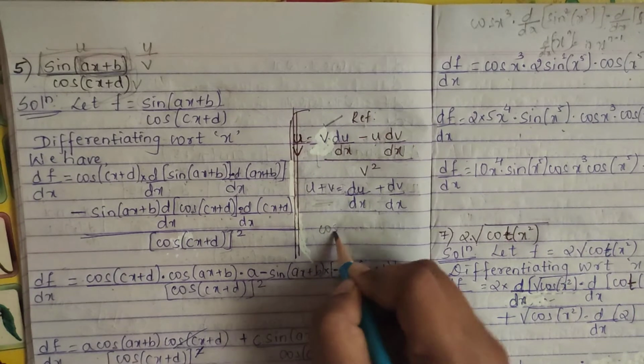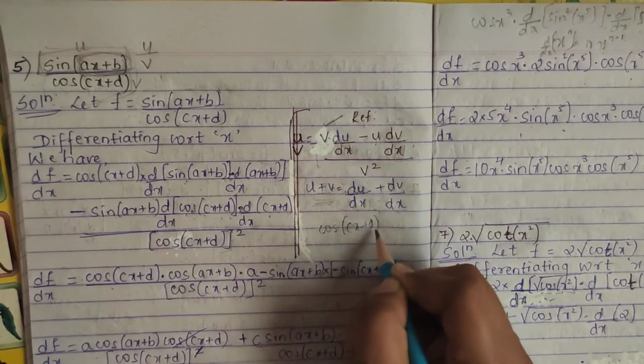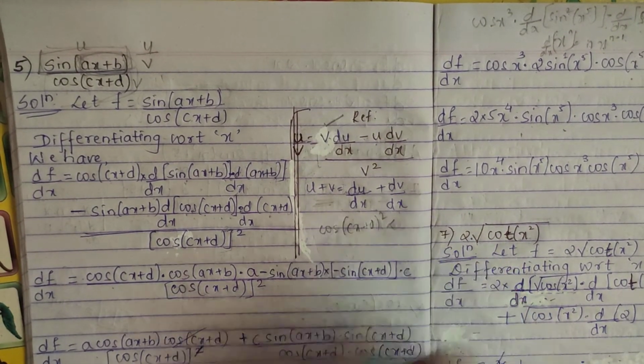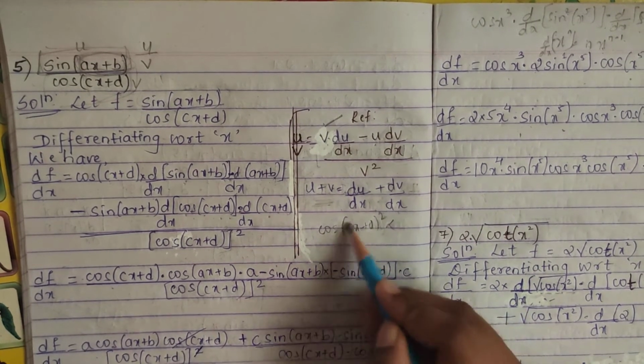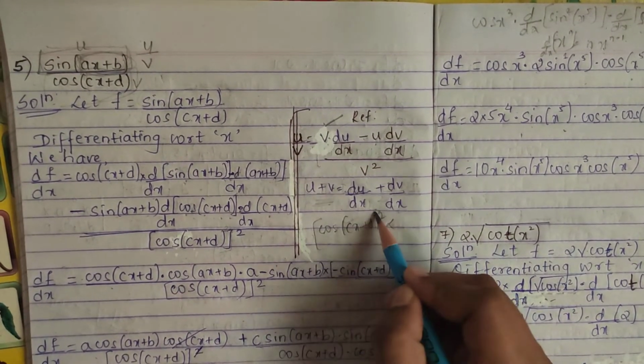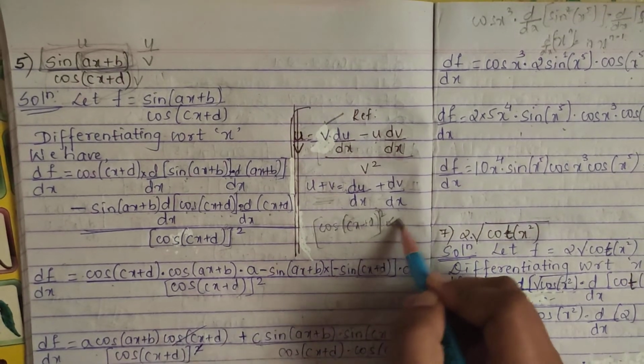See, you can't write cos of cx plus d square. This is totally wrong. This square is only for cx plus d. You have v square, meaning it should be for the whole. Okay, this will be right.